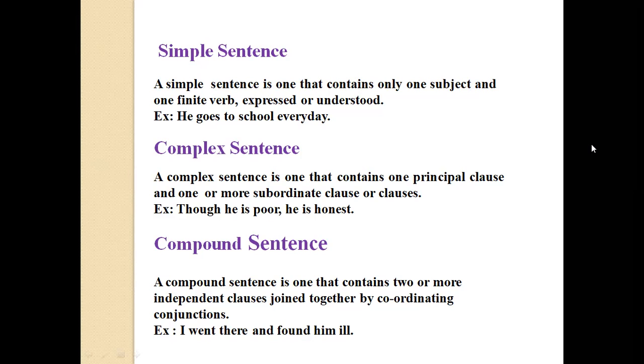Compound sentence. A compound sentence is one that contains two or more independent clauses joined together by coordinating conjunction. For example, I went there and found him ill. Here there are two principal clauses, and these are I went there and I found him ill.